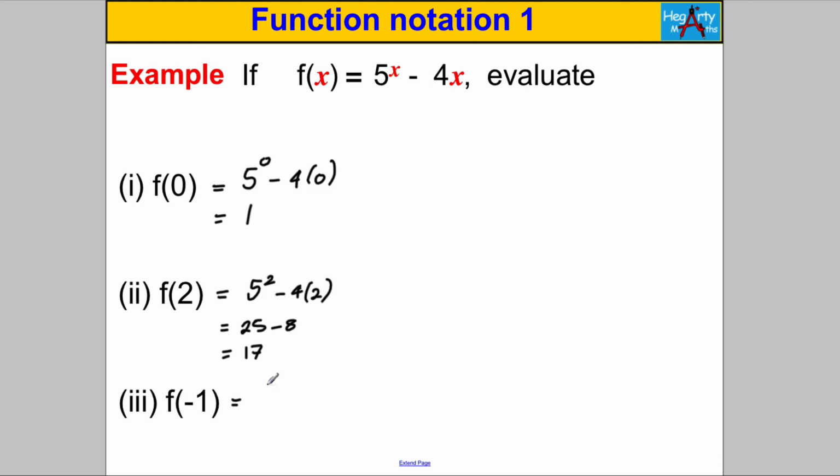And f of negative 1, well, this is 5 to the power of negative 1, right? Take away 4 multiplied by negative 1. Now, we should know anything to the power of negative 1 is 1 over 5 to the power of 1 in this case, so that's 1 over 5. And negative 4 multiplied by negative 1 is going to be positive 4. So you could leave your answer there as 4 and a fifth. Or you could convert it to an improper fraction if you really wanted to as 21 over 5, and we're done.